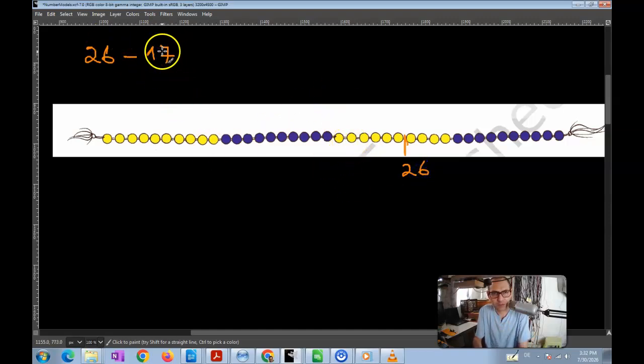Now I want to take away 17 of these beads. So that's 6 beads, and that's 10 beads, that's 16 beads, and I take one more, that's 17 beads. So I put my marker over here, and then I start counting from here all the way up to here, which is 9 beads. So I put a 9 over here, and 26 minus 17 is equal to 9. And that's how you do subtraction on a Ginladi.